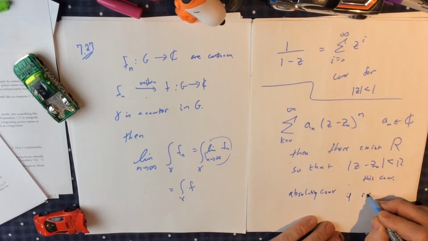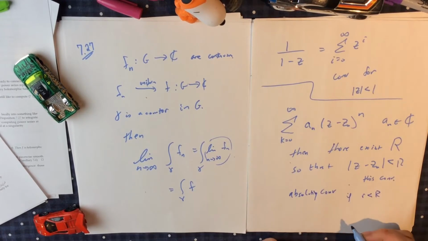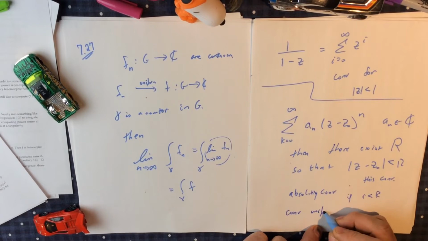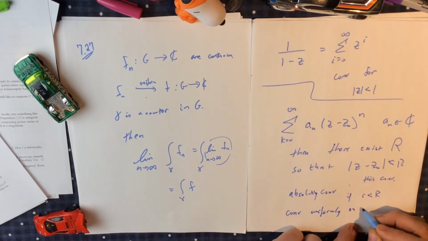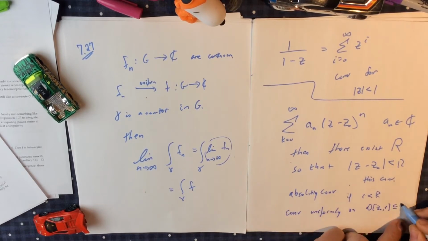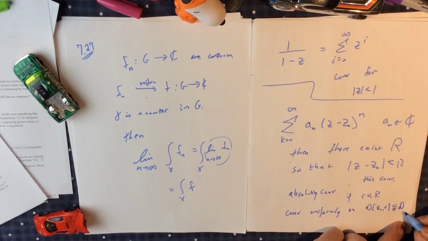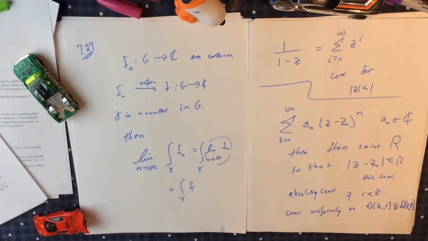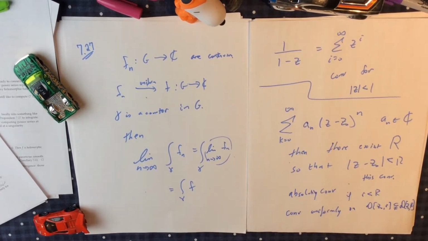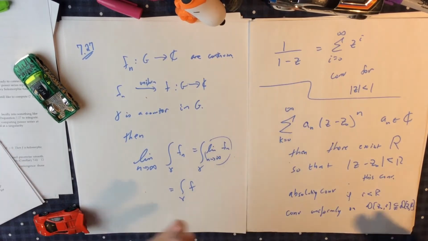If little r is strictly less than this capital R, then it converges uniformly on the disk centered at z naught of radius r, which is inside of the disk centered at z naught radius big R. In other words, the convergence behaves very nicely. For every z, the control of the convergence is the same. All right. So we have radius of convergence. We have really nice convergence.